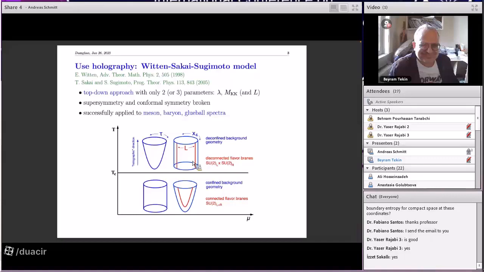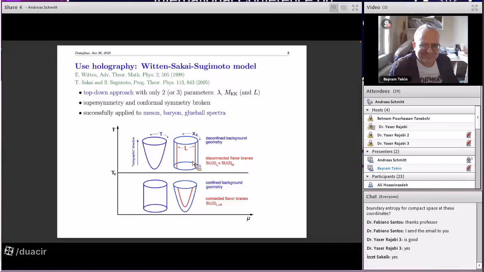And you see that there are two geometries which are both solutions to Einstein's equation, and you can compare their free energies, and there's a critical temperature interpreted as a confinement critical temperature where you flip from one to the other. And so up in this plot at the top, I'm in the deconfined background geometry, whereas at the bottom, I'm in the confined geometry.